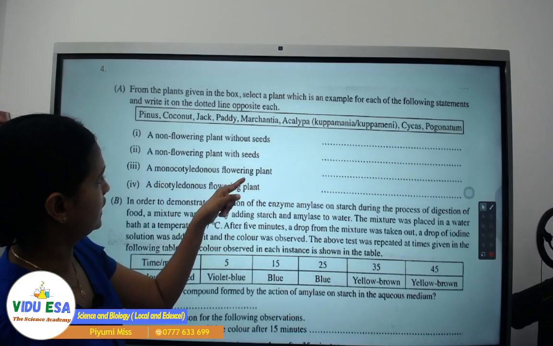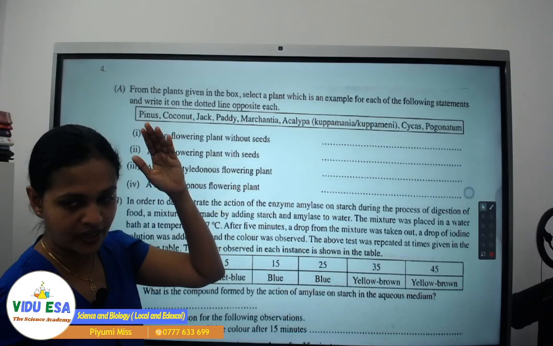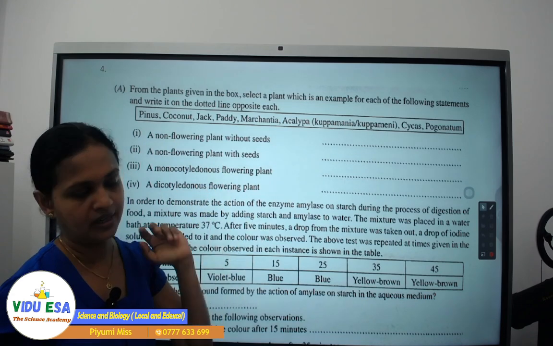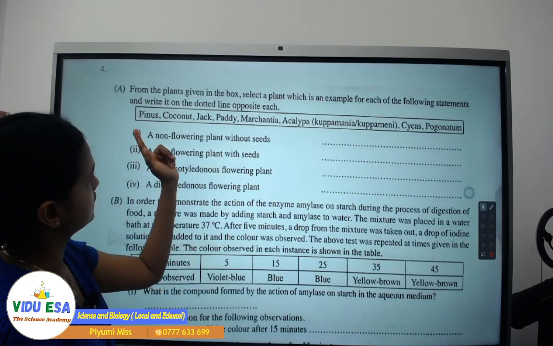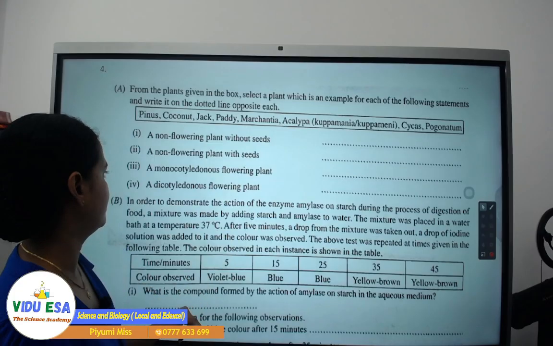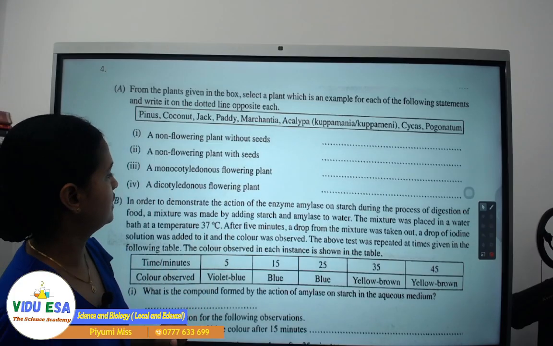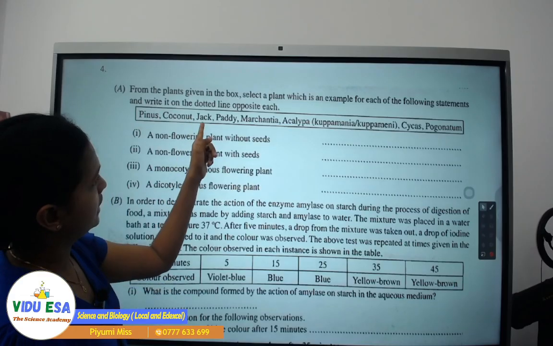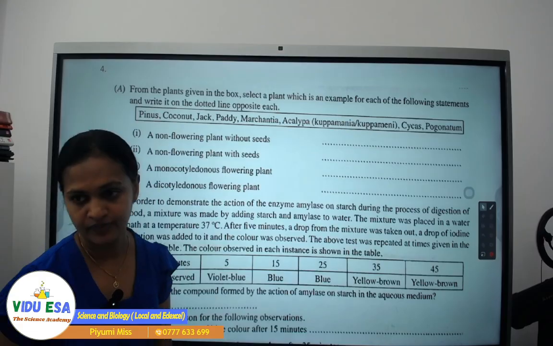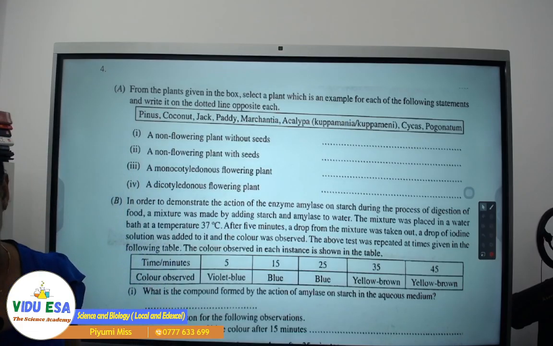And monocotyledonous flowering plant. Flowering plants are divided into 2 categories, monocots and dicots. So the monocots here are paddy and coconut. So either paddy or coconut, 1 mark. Dicotyledonous flowering plant, jack, Acalypha, or Kopsia. Jack or Acalypha or Kopsia, 1 mark.